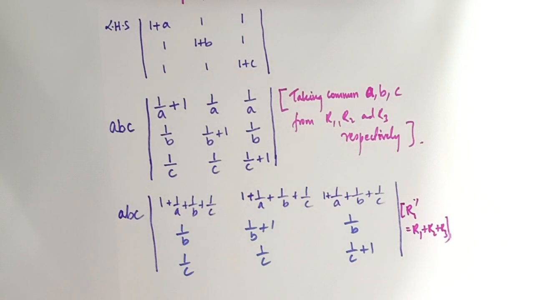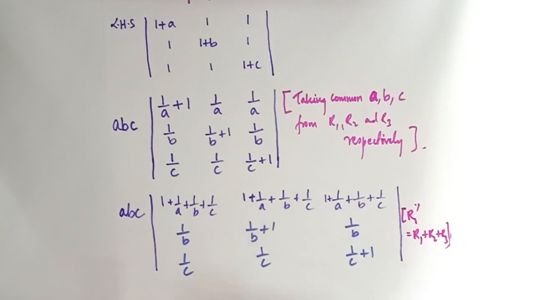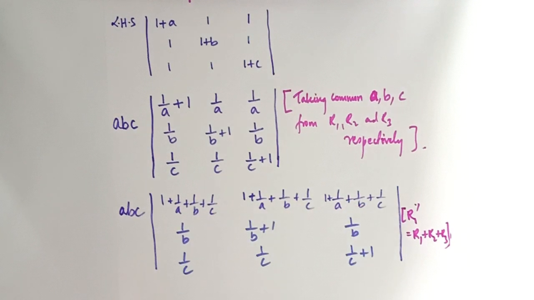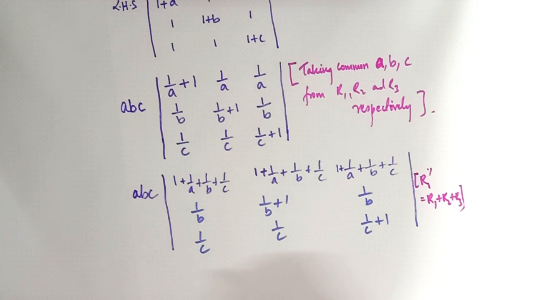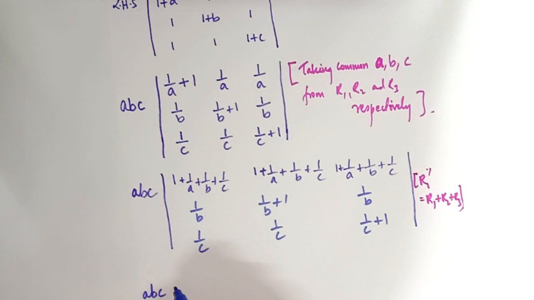Okay. Now you can see here I can take common. Everywhere it's the same. So I am taking common in the next step. So A, B, C. So what will be common?